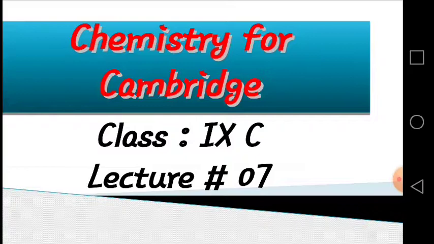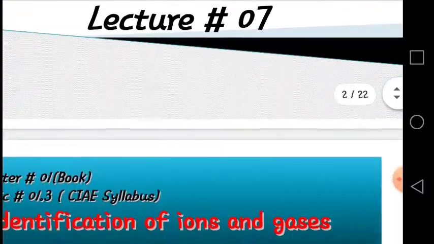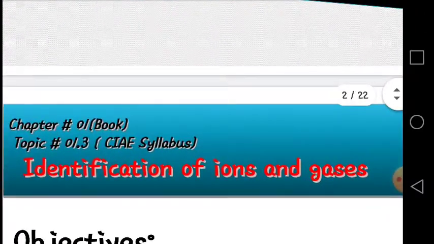And dear students, this is our 7th interaction regarding chemistry for Cambridge. Our today's topic is identification of ions and gases, and this topic is from your book Chemistry for Cambridge, chapter number 1, and according to CIE syllabus, topic number 1.3.